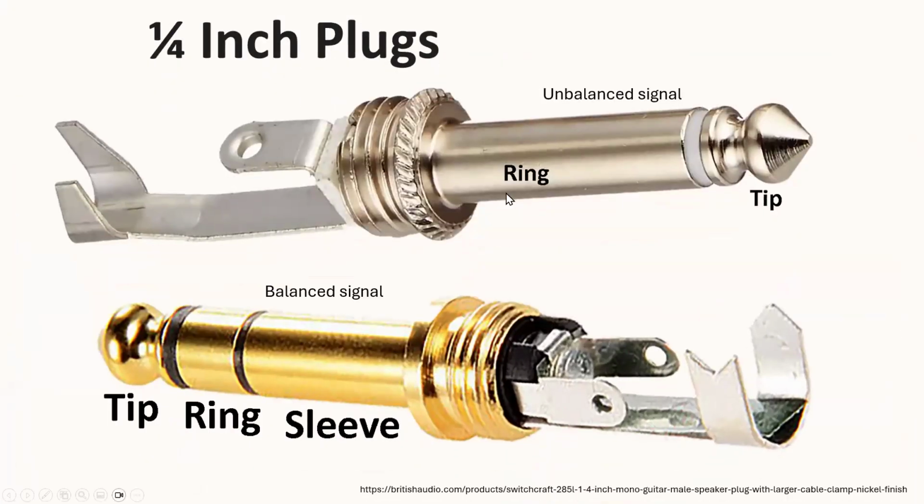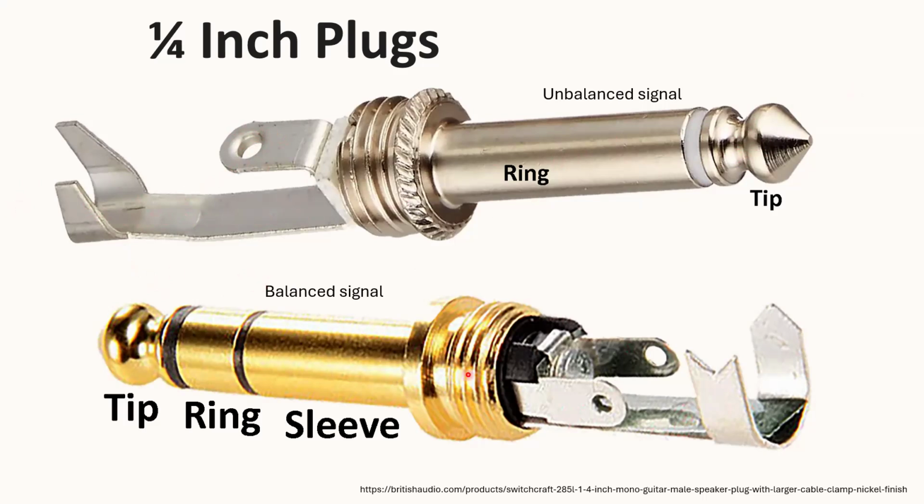Here is a quarter-inch plug. You see, this one here has only two connections. Here's one connection separated by an insulator, or a dielectric. And here's the other connection. That one is connected to this prong at the back. And this tip is connected to this one here, so you can solder a wire.